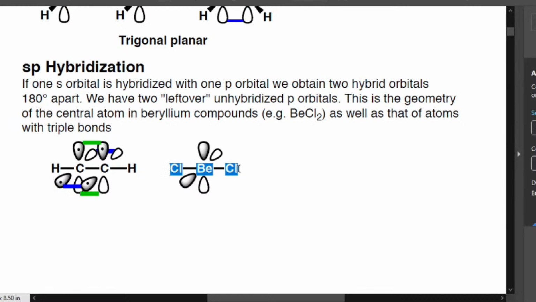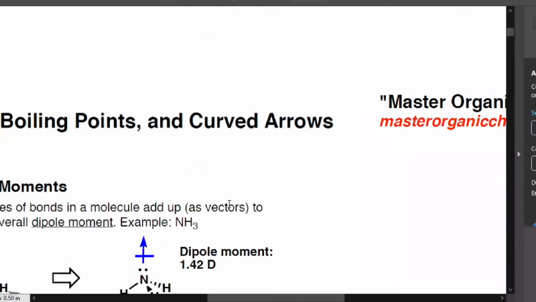This is also sp hybridized, and these two lobes that you are seeing are unhybridized. So one will be in the x direction, one will be above and below, that is the y direction, and one will be perpendicular to the page, that is the z direction. Is it clear? Okay.